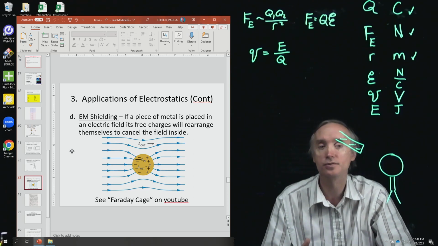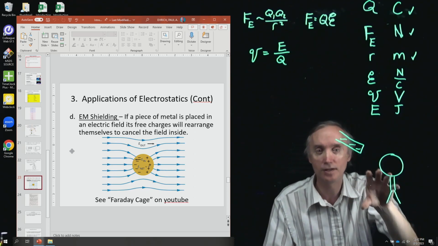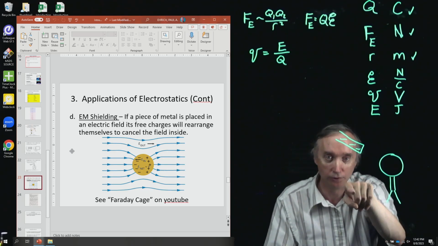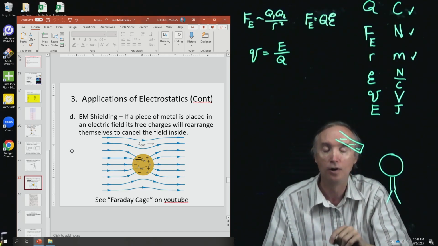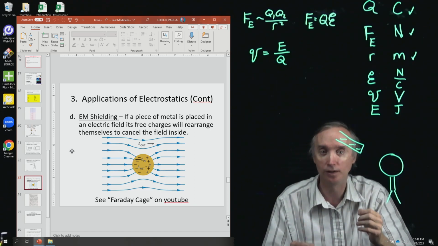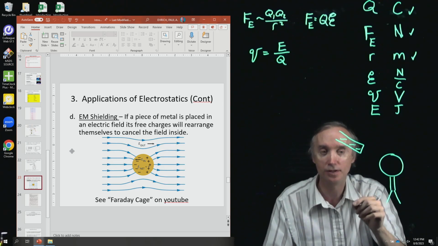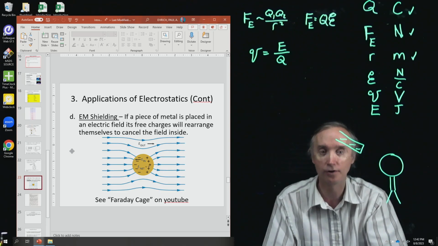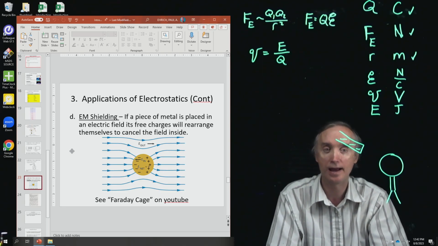So the question is, if you put a piece of metal into that electric field, which is the blue arrows in that, why is there no net electric field inside the piece of metal? And so I encourage you to watch that video about the Faraday cage and find out how it does that.